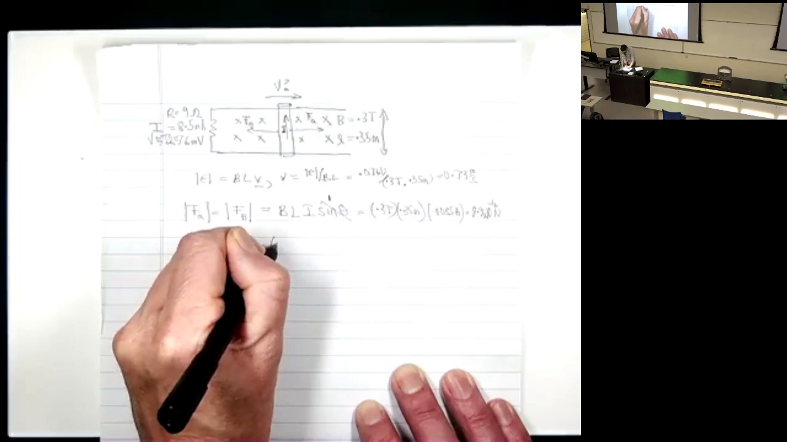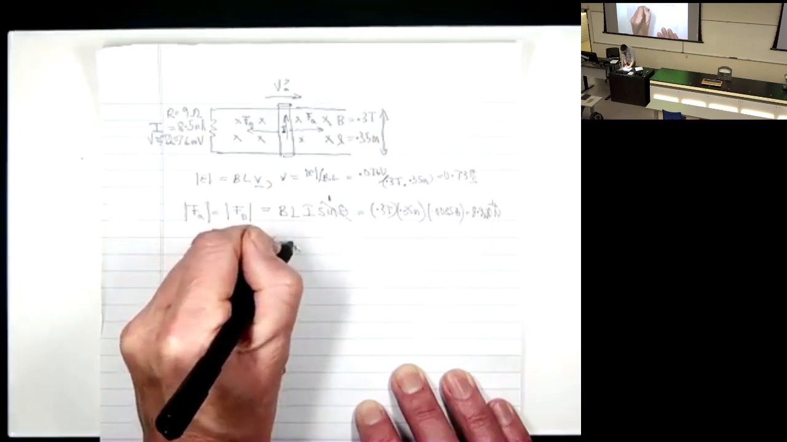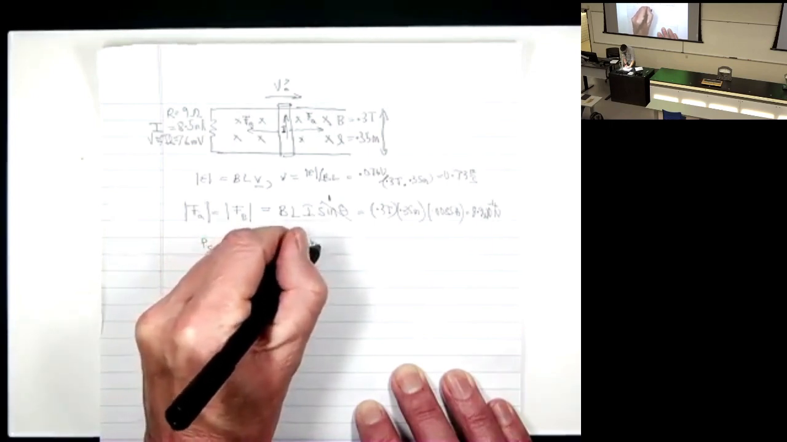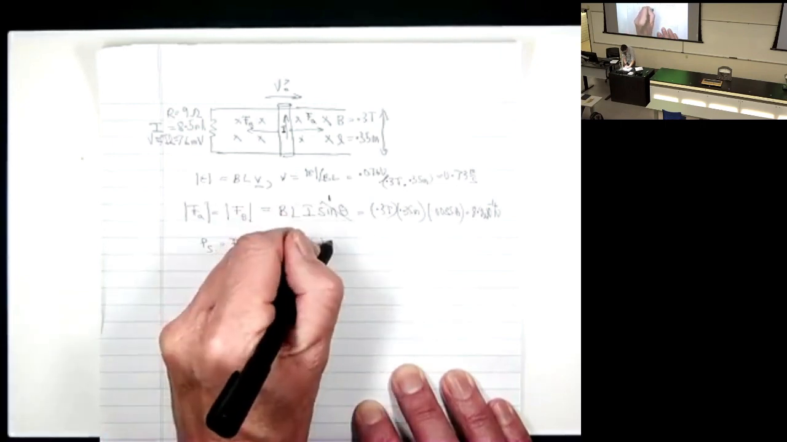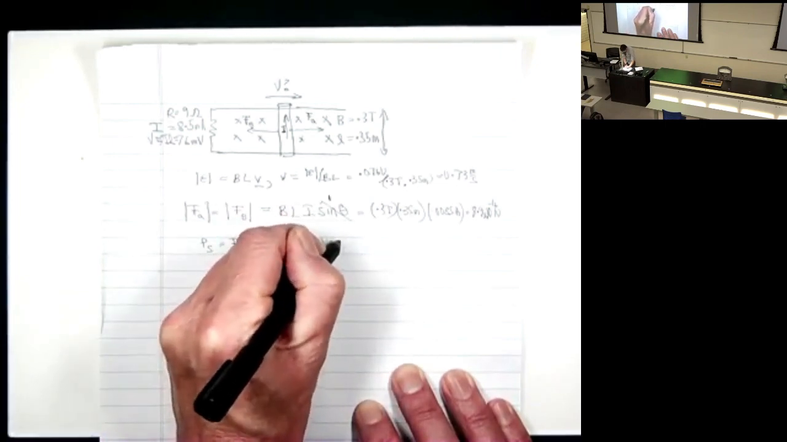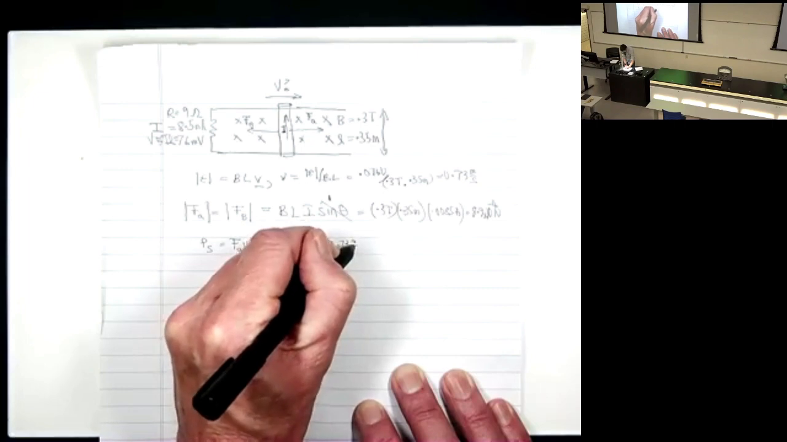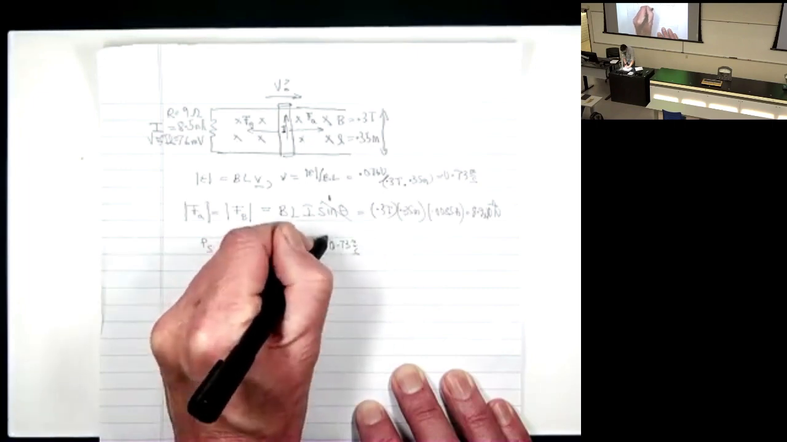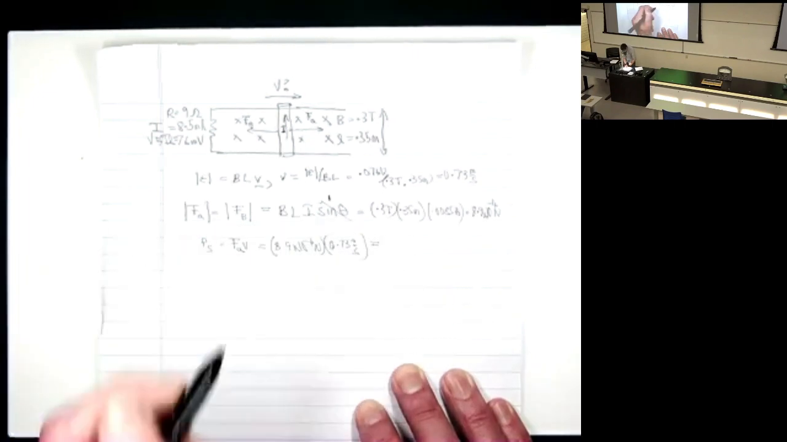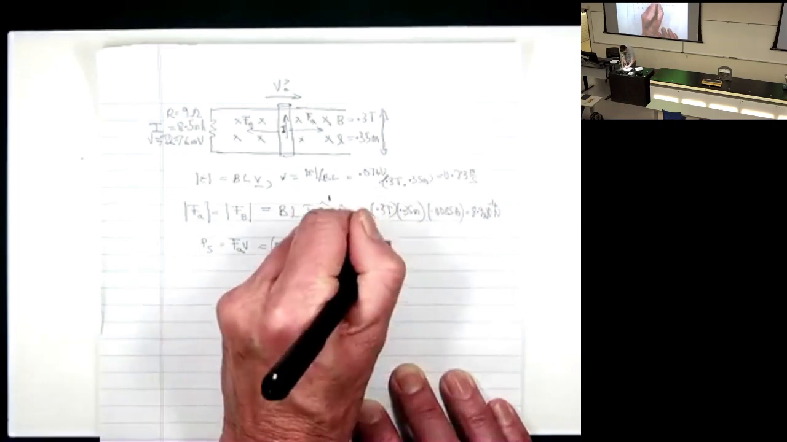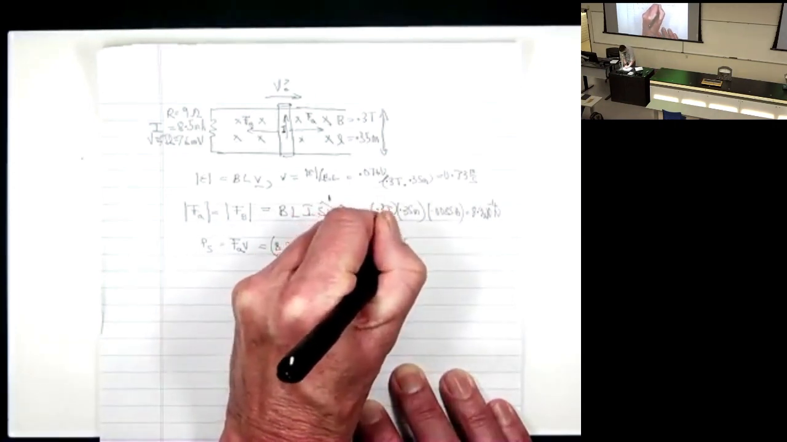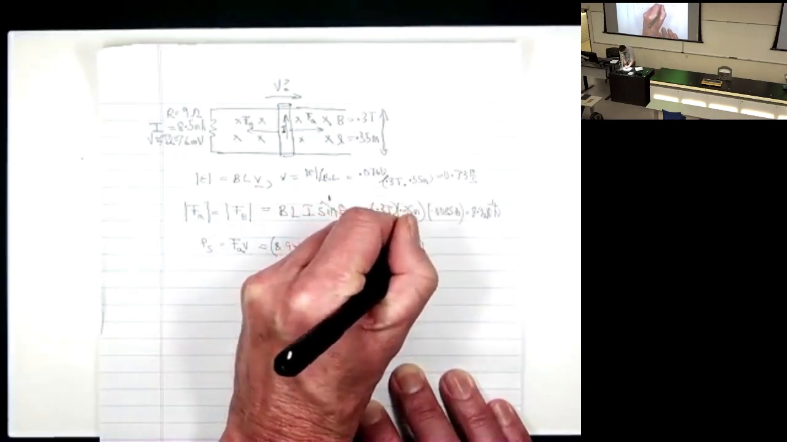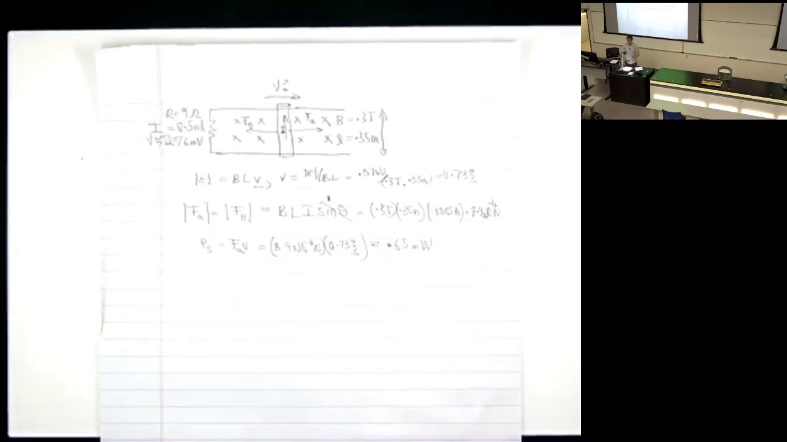So it's 8.9 times 10 to the minus 4 newtons times the velocity. That was 0.73 meters per second, going nuts. And if I multiply those together, I'm going to write it in milliwatts. It's 0.65 milliwatts. That's 6.5 times 10 to the minus 4 watts. So that's the power we're putting in.